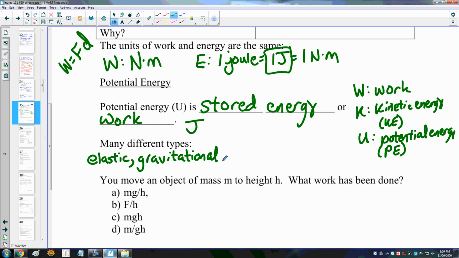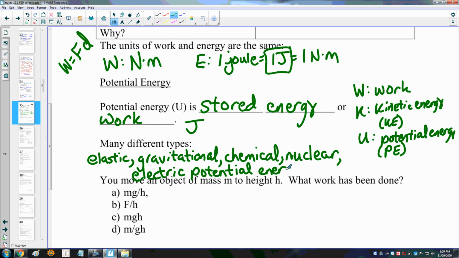We'll talk about all of these. That is, if I lift something up from the surface of the earth, if I let it go, it's going to move. It has the potential for motion. We also have chemical energy. We'll talk about this when we get into food and how we measure that. Nuclear, hey, we have a whole chapter on nuclear energy. And electric potential energy. We have a whole chapter on electricity too, which is a really wonderful chapter. I think you'll really like it.